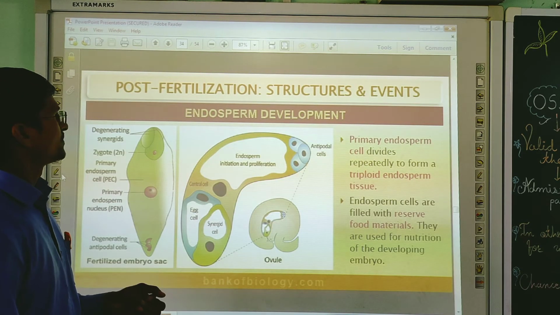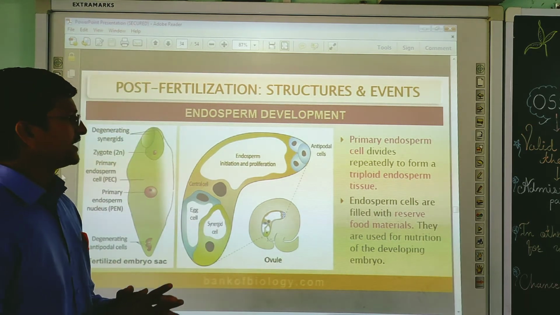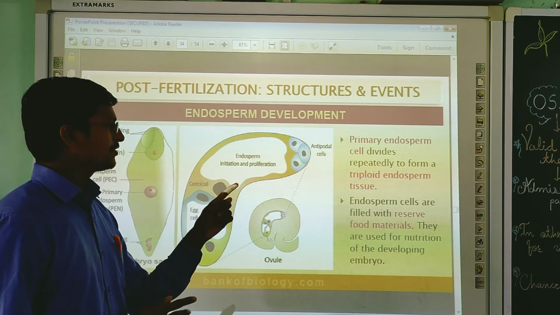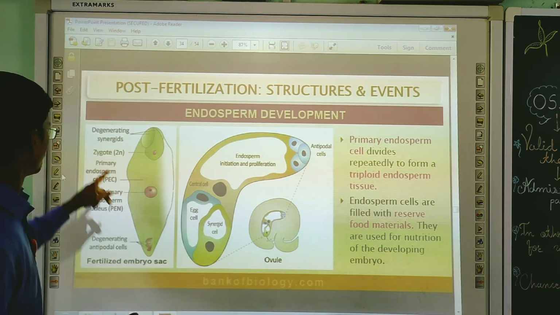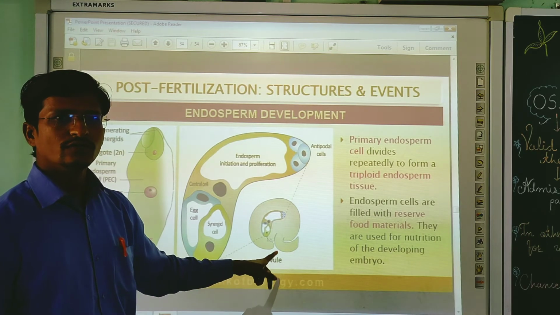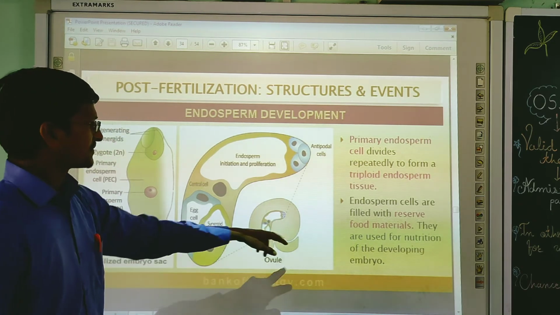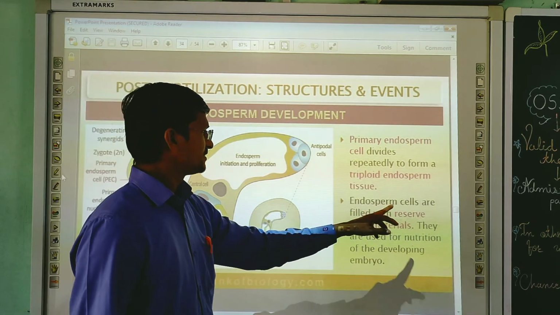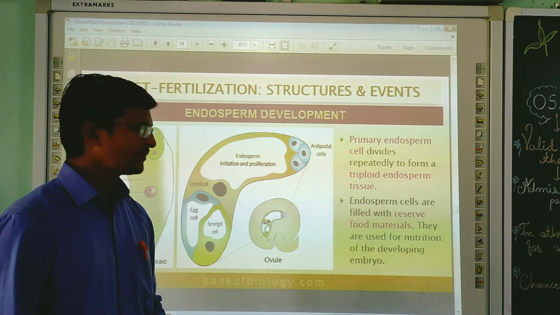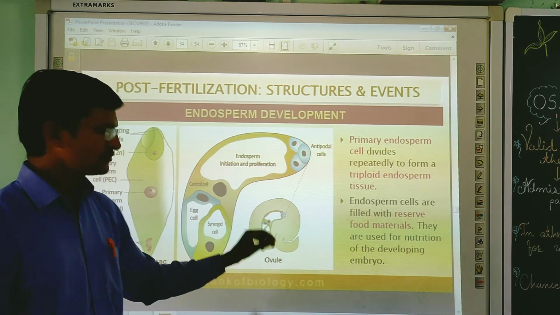Okay, now endosperm development. The primary endosperm cell divides repeatedly to form a triploid endosperm tissue. You can see we have already seen this, where the ovule converts into a seed. It is part of the process of seed germination. Endosperm cells are filled with stored food material, and they are used for the nutrition of the developing embryo. So there we get the nourishment, the nutrition.